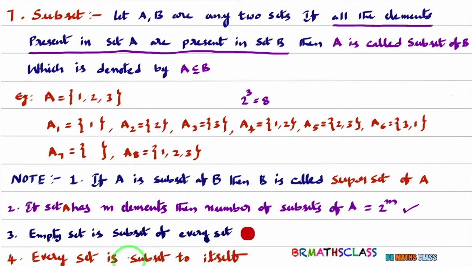Every set is a subset of itself. These two points you need to remember: the empty set is a subset of every set, and every set is a subset of itself. Last note related to subset.